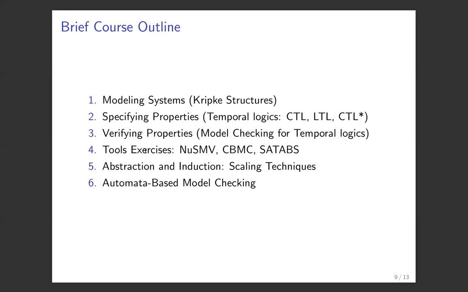I'll intersperse that with tool exercises. We'll primarily be using NuSMV and CBMC. I don't think we'll be getting to SATABS. And then I'll be covering automata-based model checking. This is what I call symbolic model checking, two kinds of model checking. When you use pure logic for doing it, then it is called symbolic model checking. Your model will be the same as transition systems, but your language of properties can be automata-based, in which case you'll use automata-based model checking.